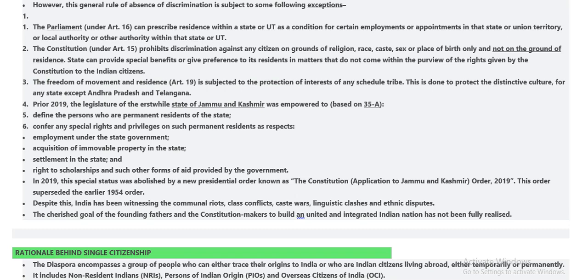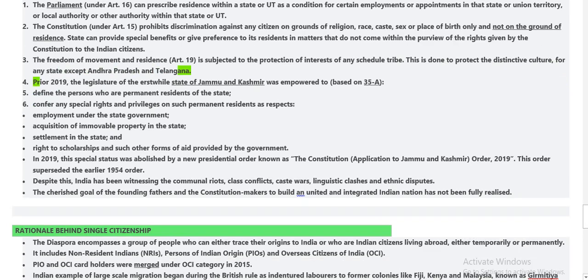The freedom of movement and residence, Art. 19, is subjected to the protection of interests of any scheduled tribe. This is done to protect the distinctive culture, for any state except Andhra Pradesh and Telangana.